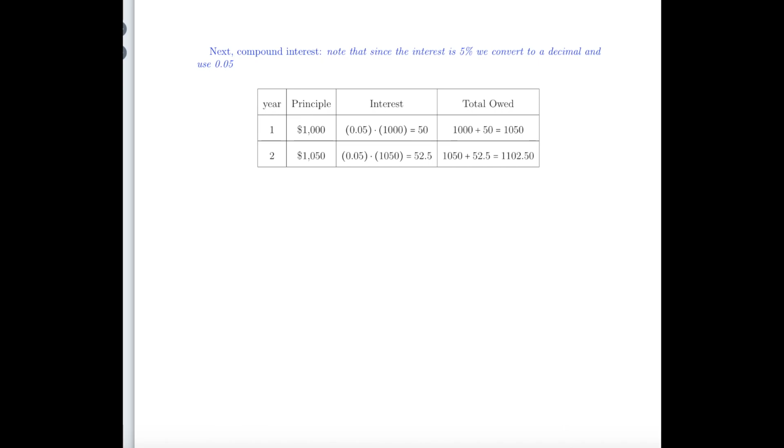We will continue to do the same thing for years 3, 4, and 5. If you want to try to fill the rest of this table on your own, I encourage you to do so. If you want to stay with me, fabulous. Let's get to it.